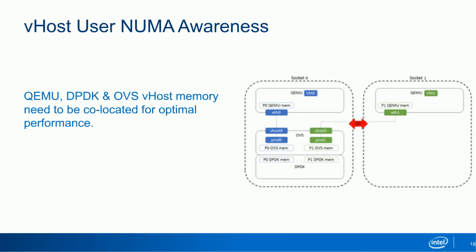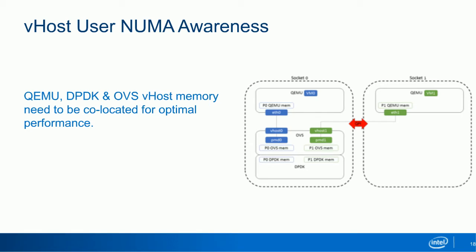So vHost user NUMA Awareness is a feature introduced in DPDK to address a fairly typical problem and a common enough use case. This use case is when we have two VMs or multiple VMs with vHost user ports, and they're placed on separate sockets in our server. In this case, our server has socket 0 and socket 1. We have VM 1 placed on socket 0 and VM 2 placed on socket 1, essentially.